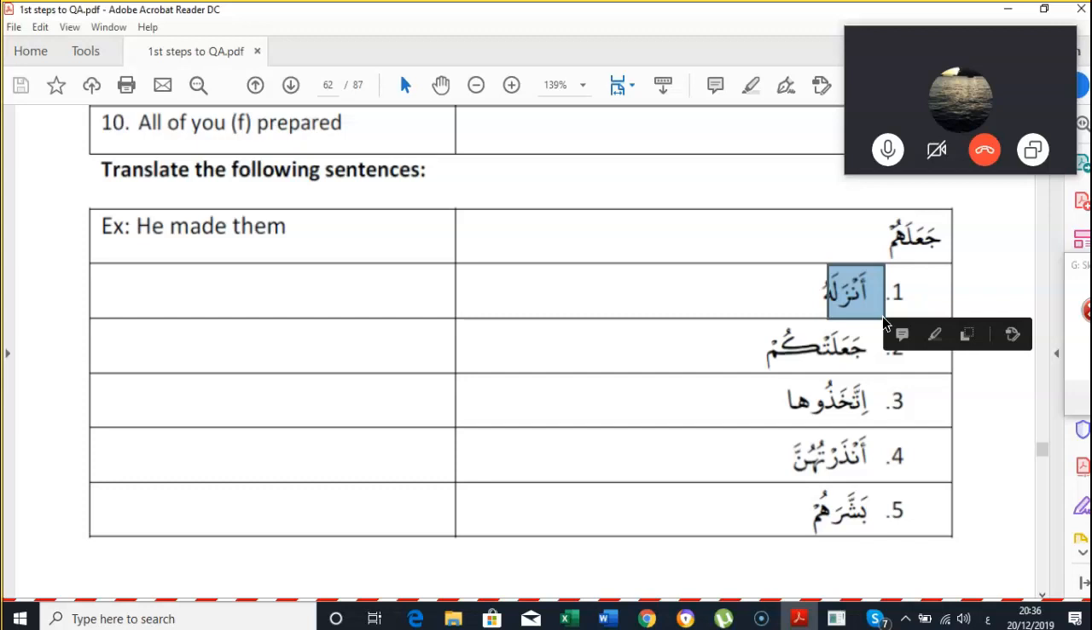It was already there. How do you translate anzala then? I said that. No, huwa. What does huwa mean? We said that. Anzala. So you said huwa is a pronoun inside of it. What does huwa mean? You learn your pronouns. He. There you go. Okay, what's the translation of anzala? He sent down.